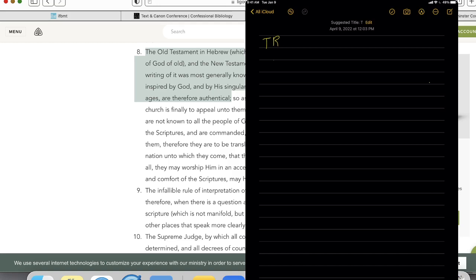So the TR stands for Textus Receptus. And Textus Receptus comes from Latin, and it means received text. Okay? So, in order to explain this, let's go back.